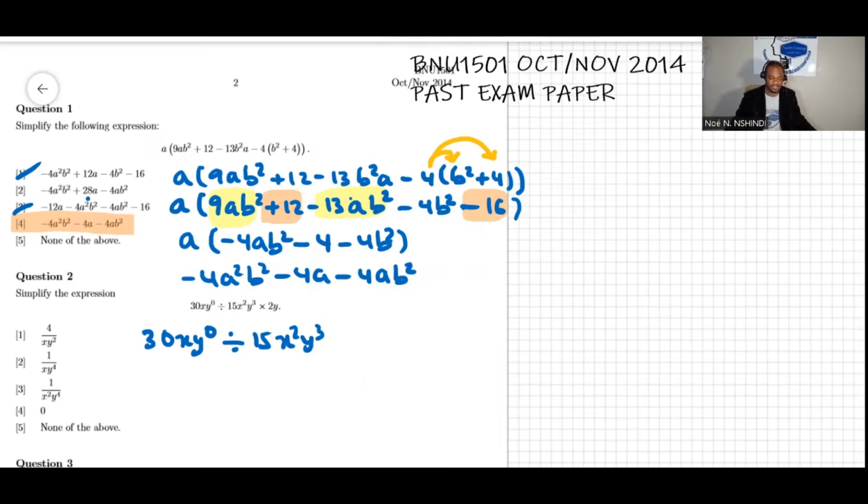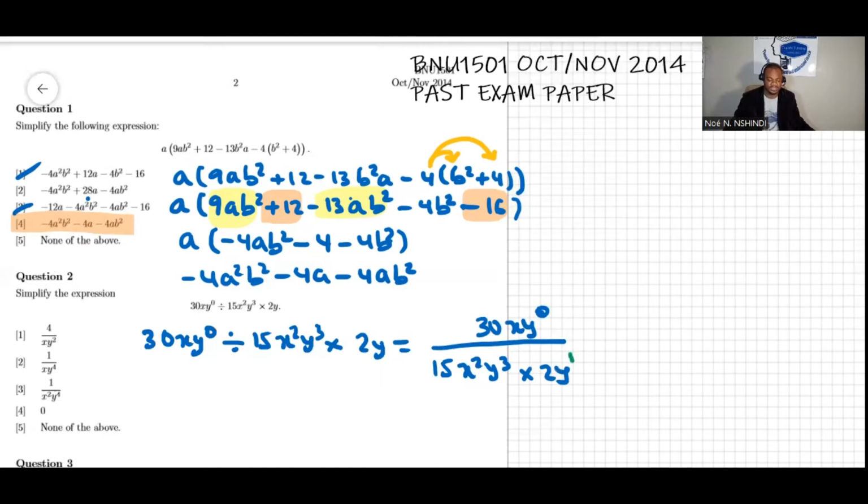That I want to make it times 2y, so I can write it in the fraction form. This is going to be like 15x squared y cubed times 2y, and all under, okay, so it's like 30xy to the power of 0 over 15x squared y cubed times 2. Now, let's simplify this. When we don't have exponents, understand that the power is 1, like in this case, when you don't see any exponent.